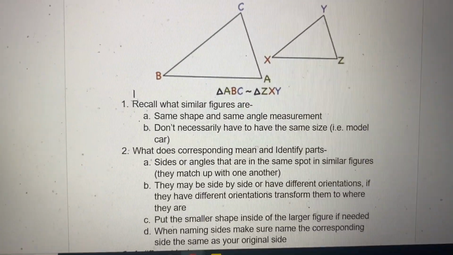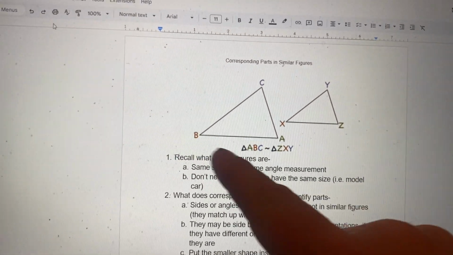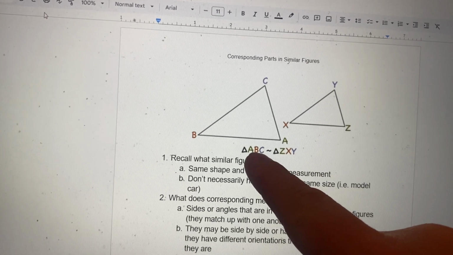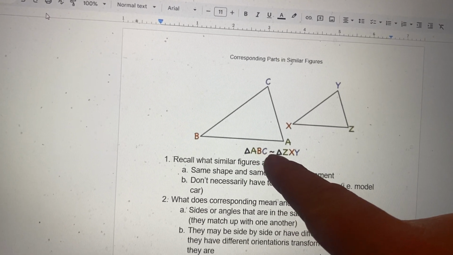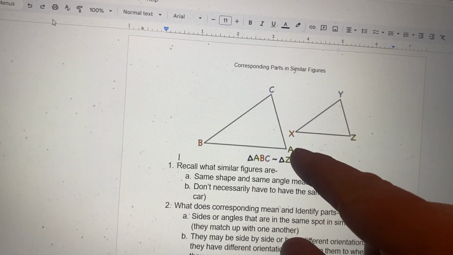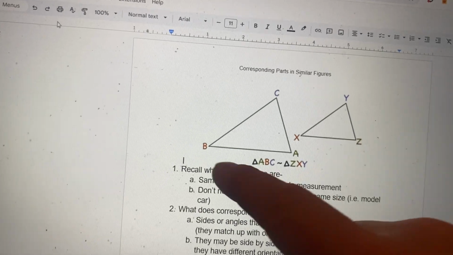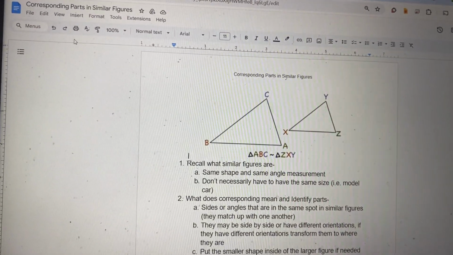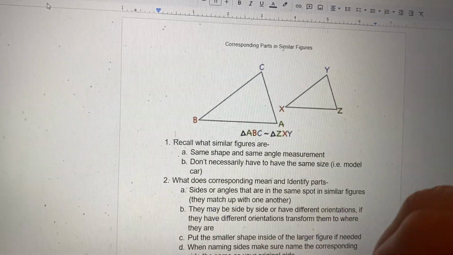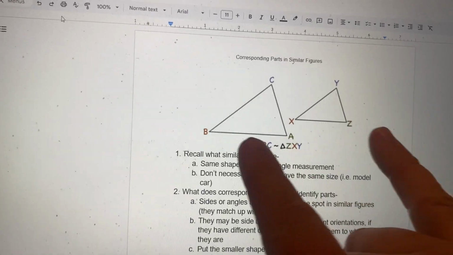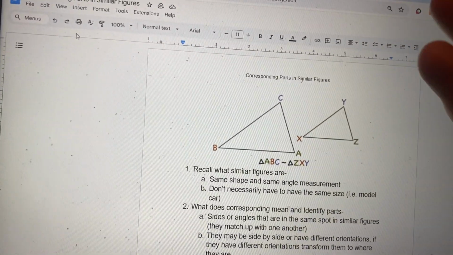So right off the bat, we're looking at these figures and we have this similarity statement and it says triangle ABC is similar to triangle ZXY. That tells us that angle A and angle Z match up, angle B and angle X match up, and angle C and angle Y match up. So these are similar figures. It's all the same angles, but the sides are just in proportion to one another.